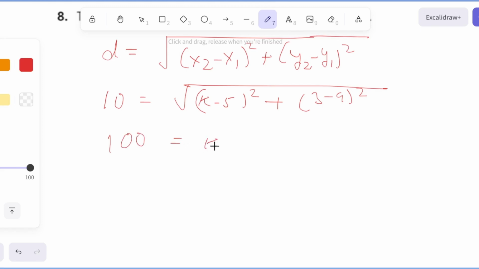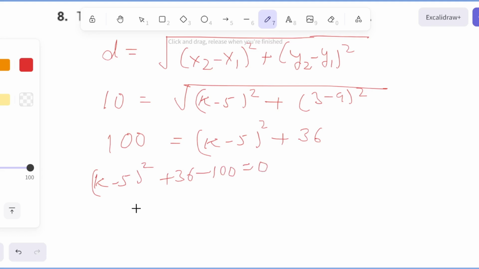And now you just have (k − 5)² plus 3 − 9 is −6, 6² is 36. Now I think it results in a quadratic. So take 36 to the other side, or bring 100 over to that side. So this becomes (k − 5)² + 36 − 100 = 0.